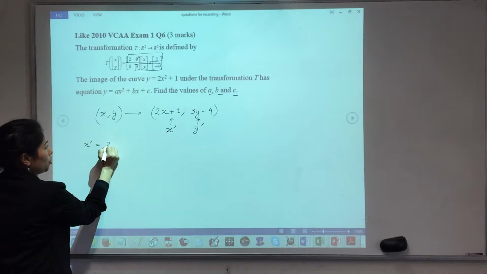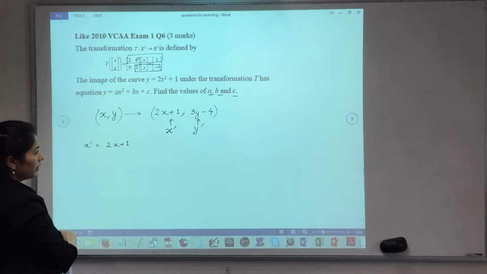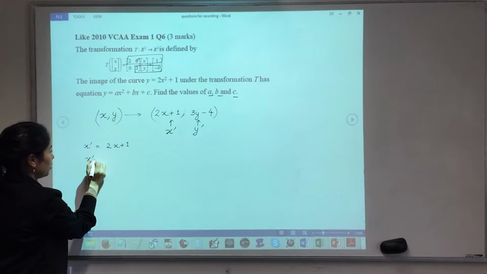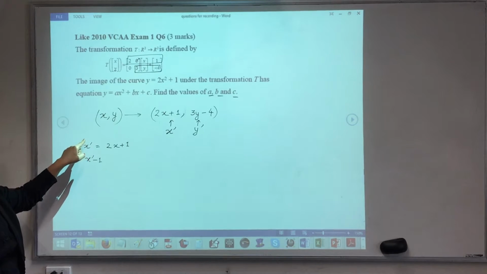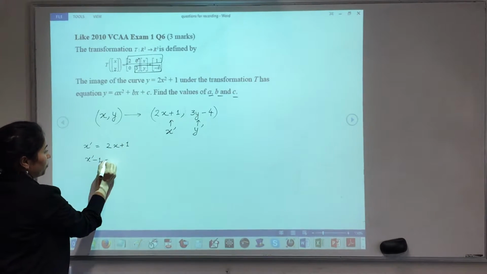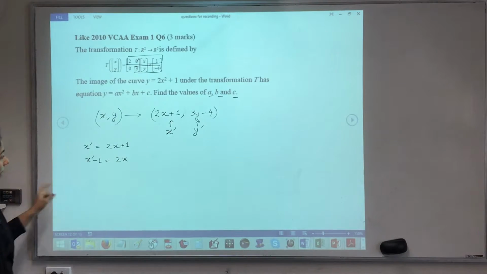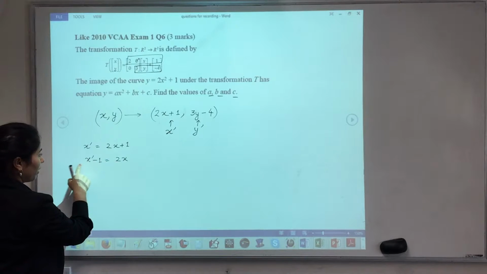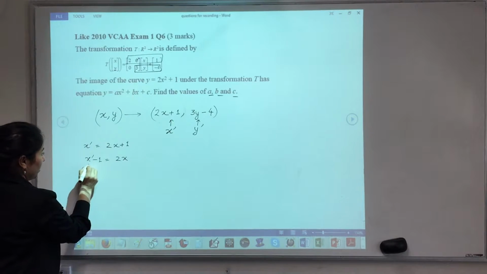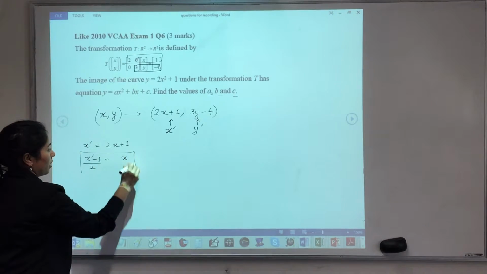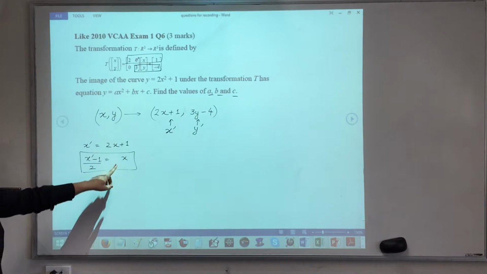x dash is 2x plus 1. Okay, let's find out x. So 1 is going to go on the other side, x dash minus 1, or you can call it taking away 1 from both sides. So take away 1 will give you this. Okay, now I need to get rid of this 2 because I just need x, I don't need 2x. So dividing by 2 both sides. So it will be dividing by 2 and goes off from here. So that's my x. You've got x from here.